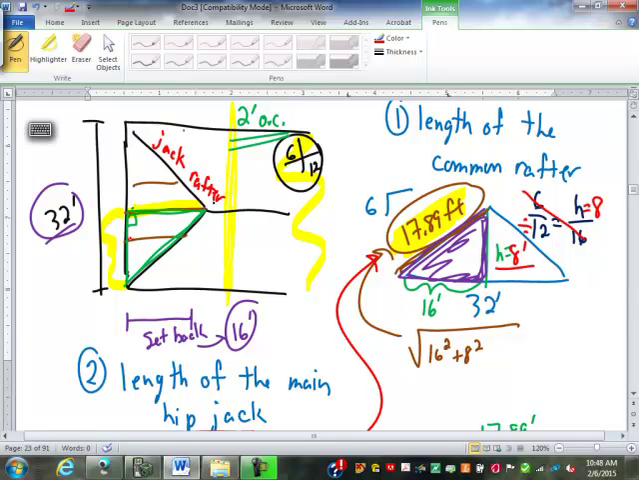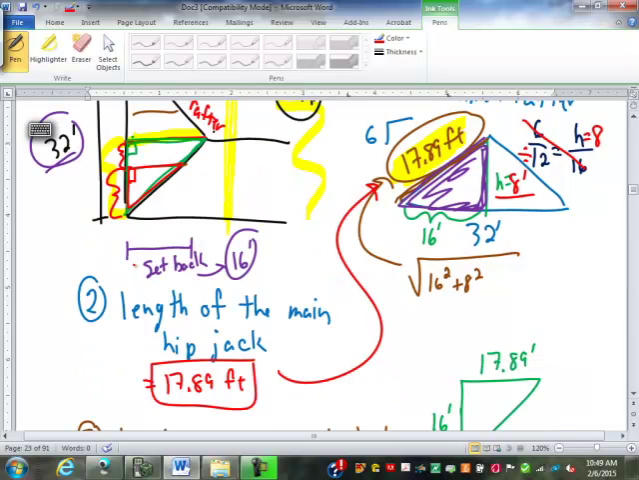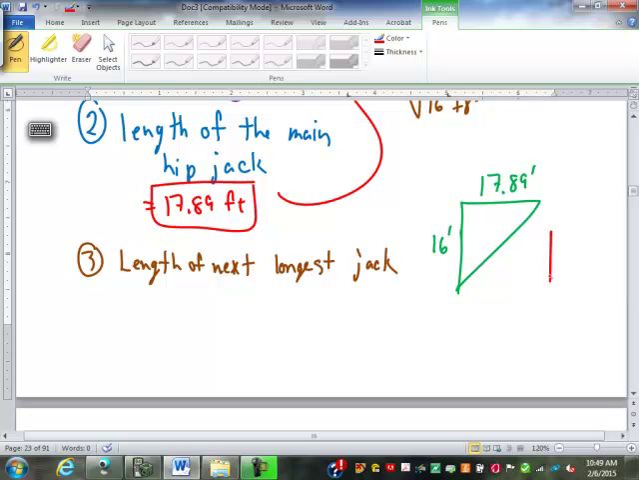This next longest jack then forms another right triangle. At first glance, it doesn't look like we know any of its dimensions, but we do. I'm going to argue that we know this one here. How do we know it? That's 2 feet on center. If this is 2 feet and this whole one was 16, this is now 14, 2 feet less. And this dimension right here is the length of that next longest jack. That is the dimension I am looking for.